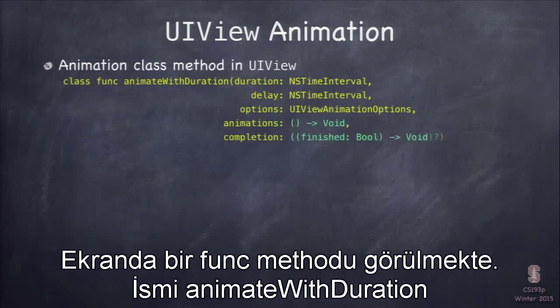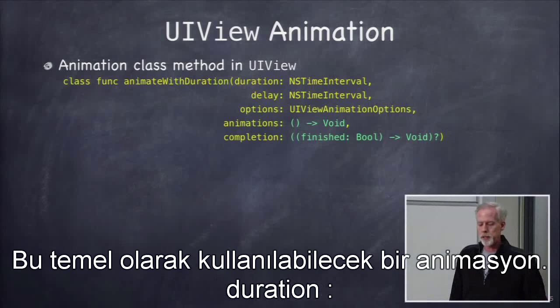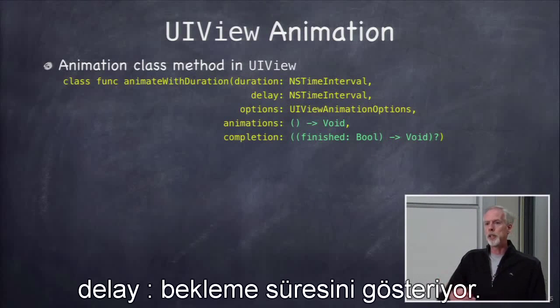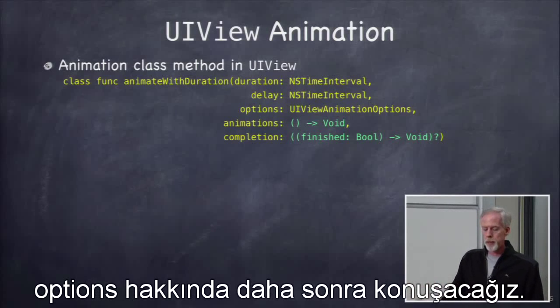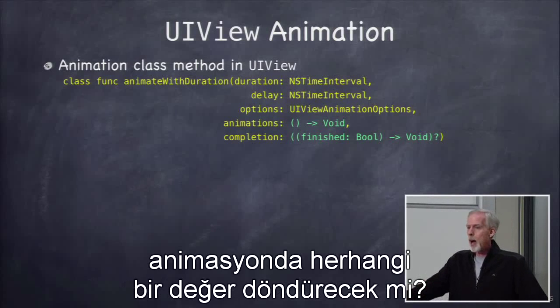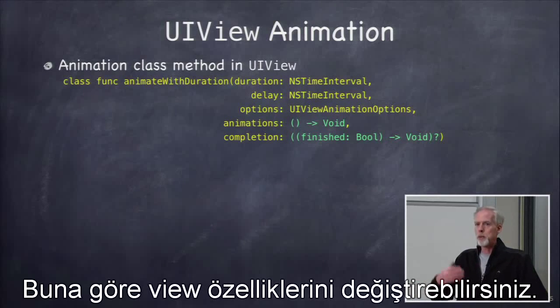Simple as that. So here's what the method looks like. It's called animate with duration. There's a few different kinds of it, but this is the basic one. You can see that it takes a duration. That's how long the animation is going to take. A delay is: should I wait to start this animation? Options, we'll talk about those later. Then the block, okay, takes no arguments, returns no arguments. That closure, that's where you're going to change those view properties.